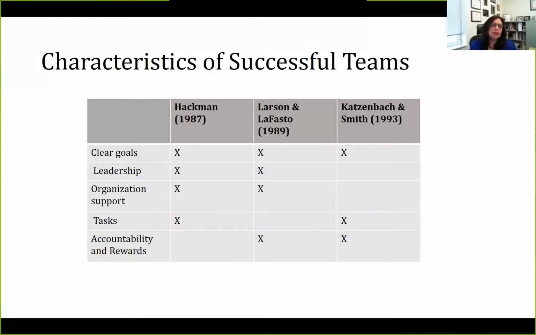Then you have Larson and LaFasto. Again, you can really review that literature if that interests you. Basically, he was an expert in group communication, and he also said that there needs to be a clear goal, clear direction, good leadership, and organizational support.